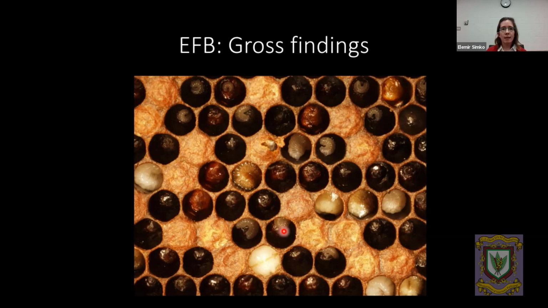The gross findings of European foulbrood, as I mentioned, are often a spotty brood pattern, which may consist of larvae of inconsistent ages and brown or deflated larvae. In some cases, the larvae will be dead and occasionally form scale at the bottom of the brood cell.